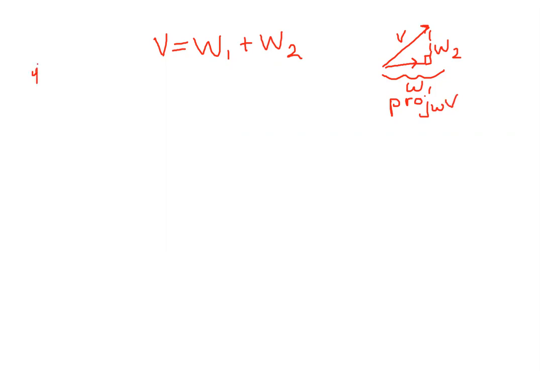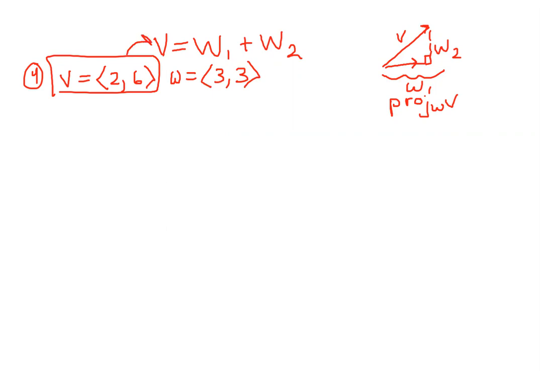Here's number 4. We've got V and we have W. We're going to rewrite V right here as the sum of 2 orthogonal vectors, W1 and W2. Well, look, W1 is the projection. So let's find that first. So W1 equals the projection of V onto W.